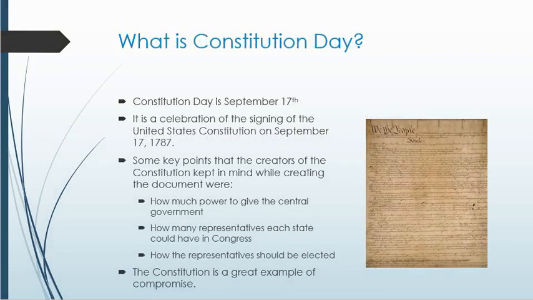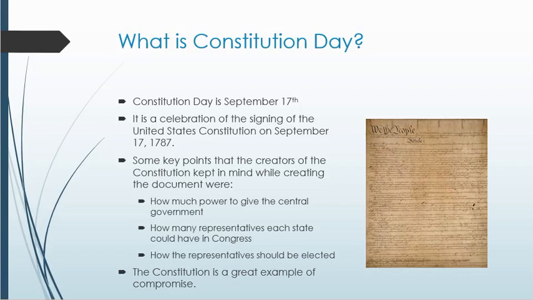Constitution Day is celebrated on September 17th because on September 17th, 1787, the framers of the Constitution actually signed the document. Now, this document is important because it essentially establishes what our government is, but it wasn't our first government. Previous to this, we had the Articles of Confederation, which formed a weak government in the United States. So these framers came together to figure out how they could make a stronger government.